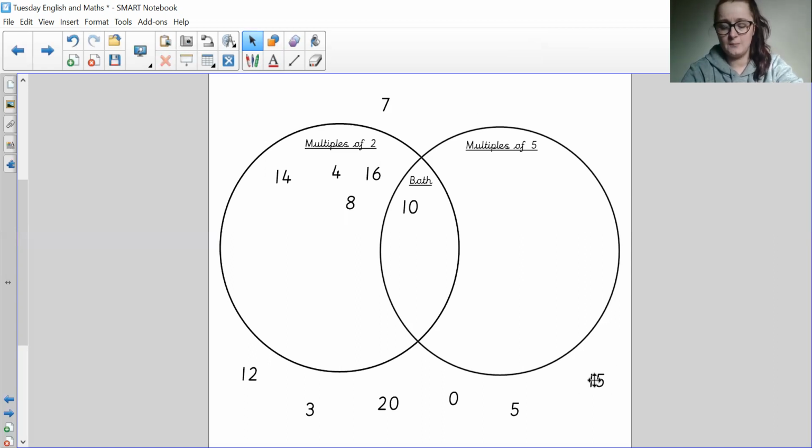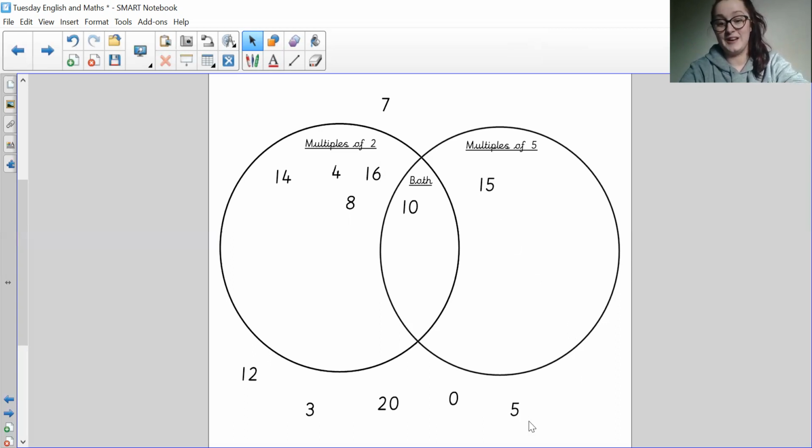Let's start with this one now. 5, 10, 15. It's a multiple of 5. Let's see if it's a multiple of 2. 2, 4, 6, 8, 10, 12, 14, 16. It's not a multiple of 2, is it? So that goes in my multiples of 5.